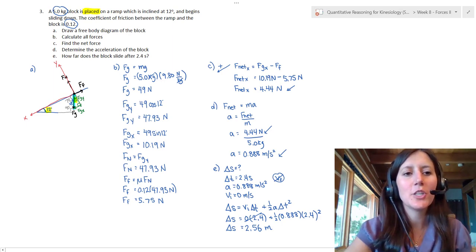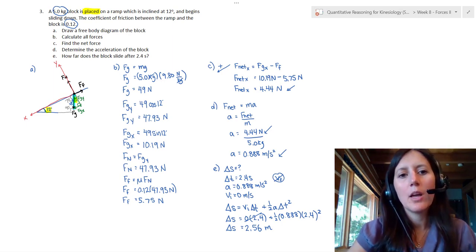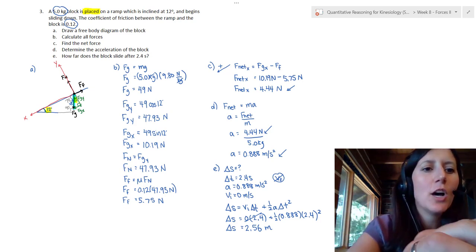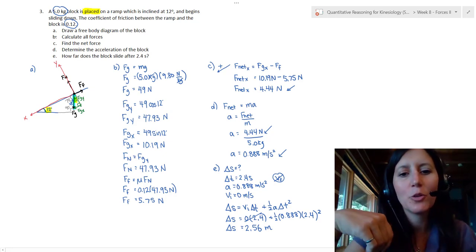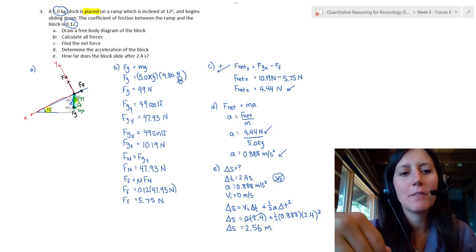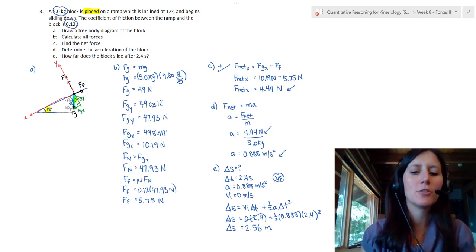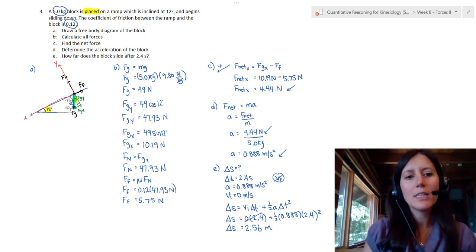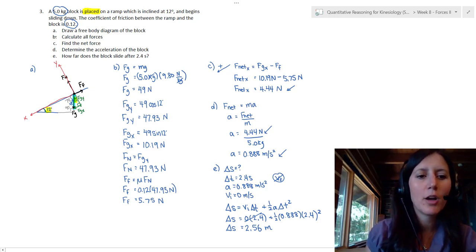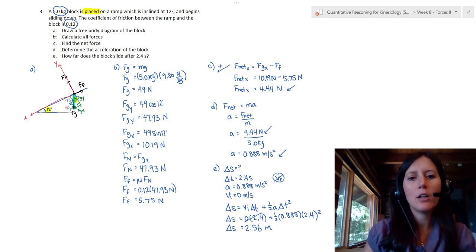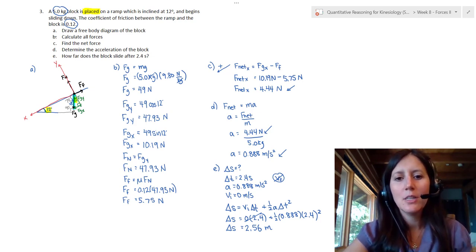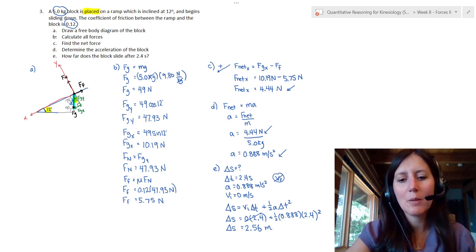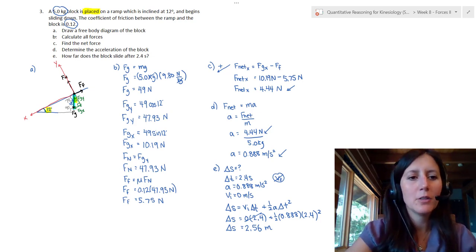All right, so these questions are all quite long. Make sure that even if the question is not asking you to go through these steps as it did here, A, B, C, D, and E, you still really have to go through all of these steps in order to get to the final answer. How far does the block slide after 2.4 seconds? Okay, so don't try to skip steps. You want to make sure you're starting off with drawing your free body diagram correctly, finding all of the forces, using them to find the net force, using Newton's second law, that equation F net equals ma, to find the acceleration. Once you have your acceleration, you can then use a kinematic equation to solve for the unknown value. In this case, it was delta S.